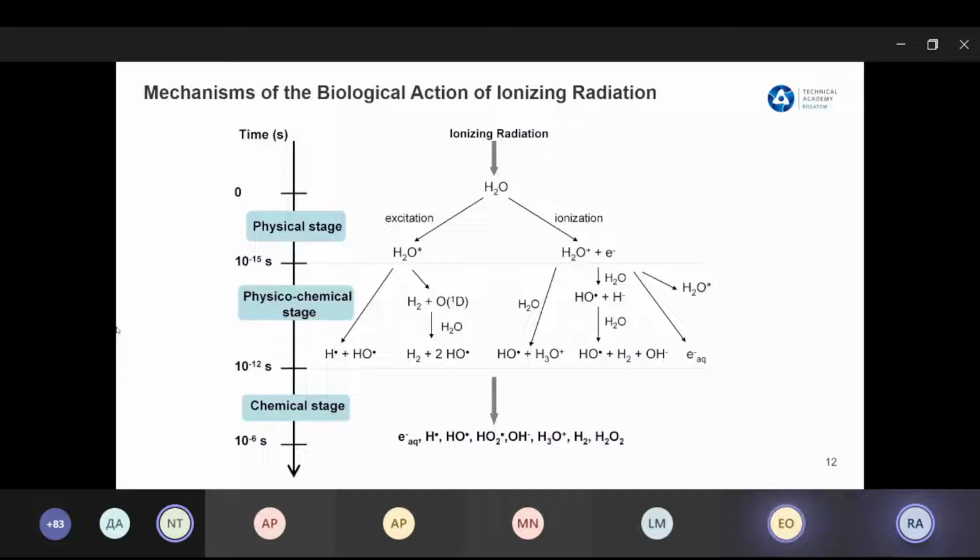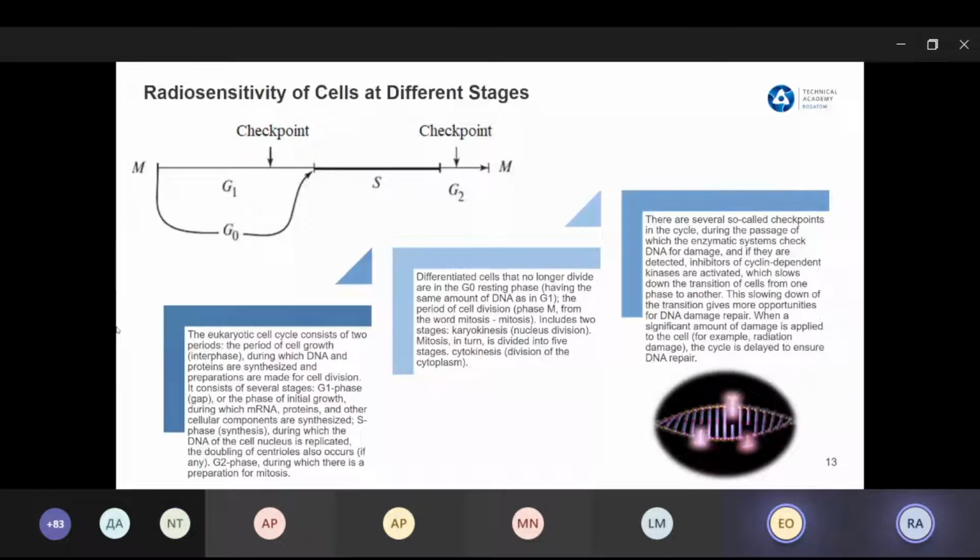So, radiosensitivity of cells at different stages of the cell cycle. The eukaryotic cell cycle consists of two periods. The period of cell growth, interphase, during which DNA and proteins are synthesized and preparations are made for cell division. It consists of several stages.